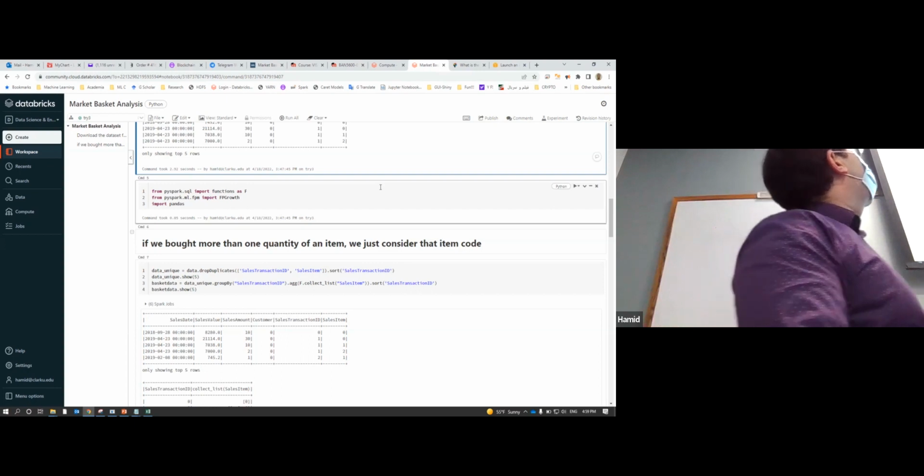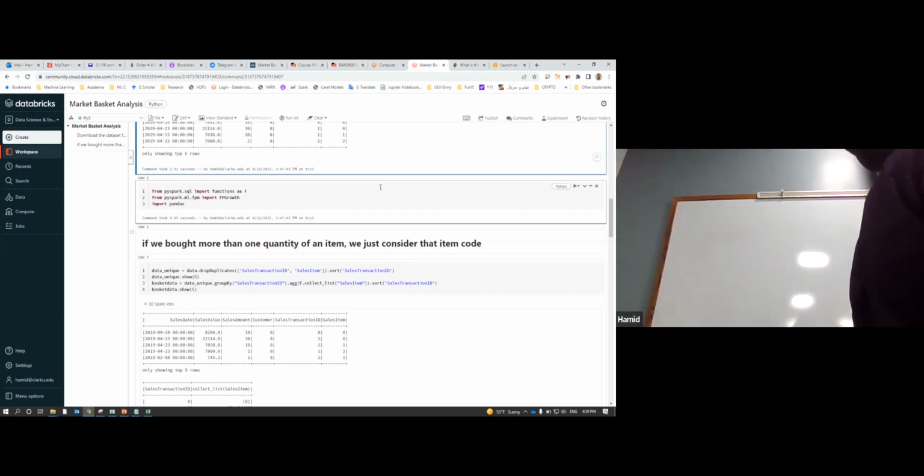Okay, in the next block of code, I'm importing some default functions from Spark SQL and also from the PySpark machine learning package. I am importing FPGrowth. FPGrowth is for association rule mining. I was also importing pandas, just to show you.